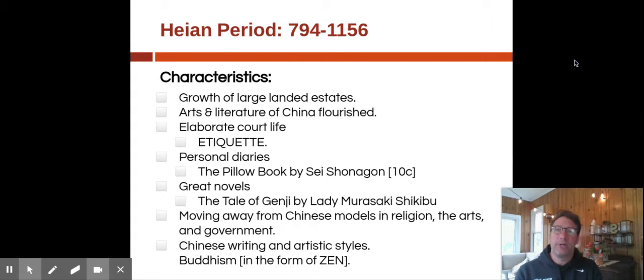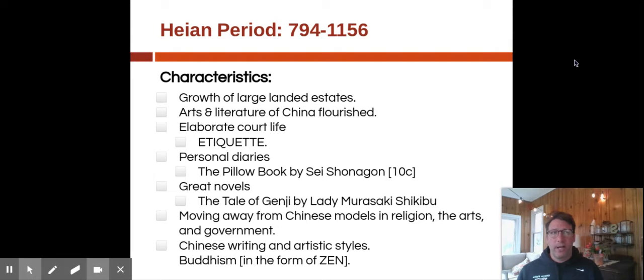The next major period is the Heian period. So this is kind of the most important flowering time period of Japanese culture to a certain extent. This is the earliest period in which we're going to have a real clear establishment of Japanese culture as it begins to thrive.